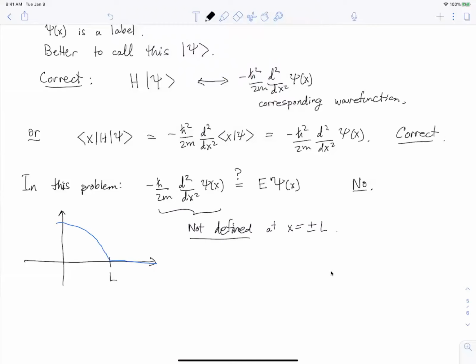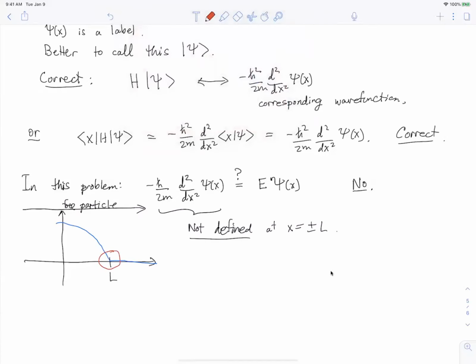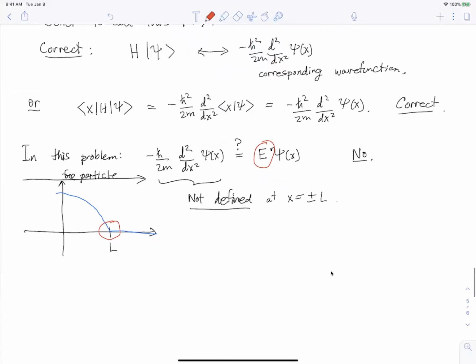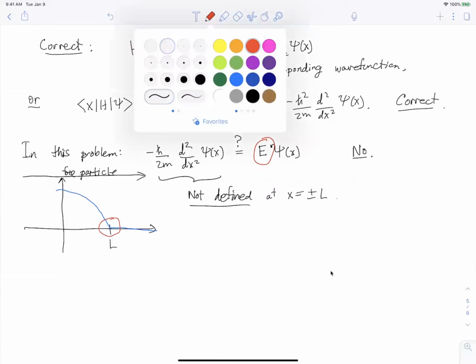Remember, as the problem stated, this was a free particle, so it's defined everywhere. In fact, the statement of the problem was careful to mention that this is supposed to work for all x, minus infinity to infinity. So right here, there is a big problem. The second derivative is infinity, which is not equal to E. And so this is not an eigenstate of the Hamiltonian.